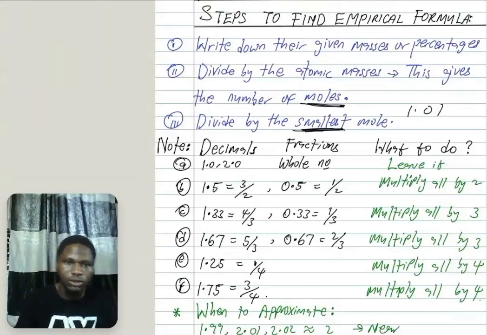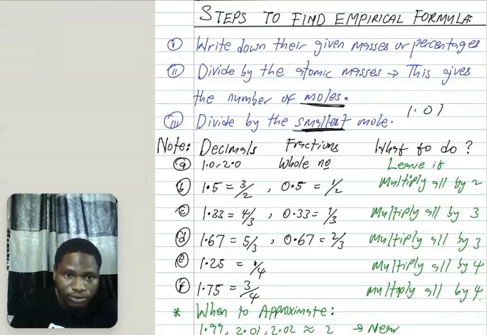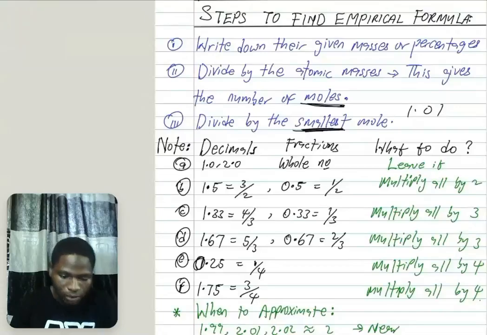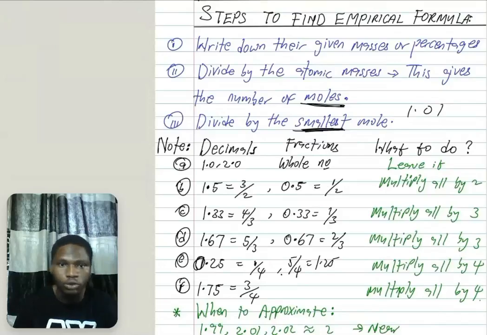No, this is not 1.25 over 1. 1 divided by 4 is 0.25. But if you check, 5 divided by 4 will be 1.25. So 5 divided by 4 is 1.25. Do you see that? So take note of all this. So what to do here is to multiply by 4.